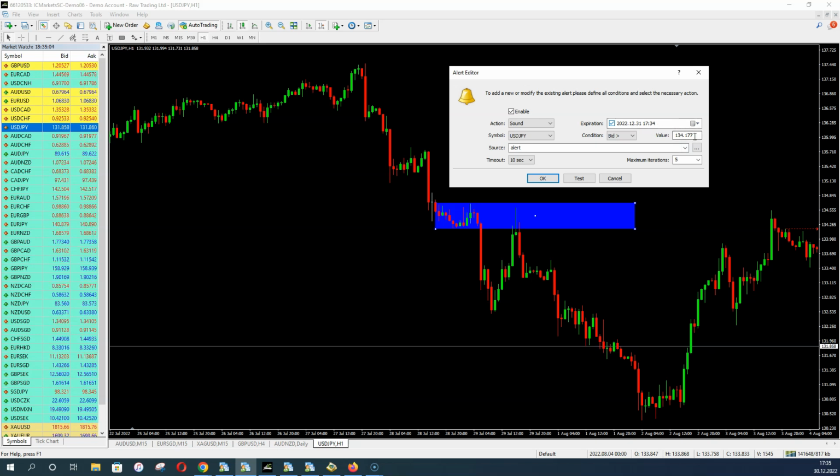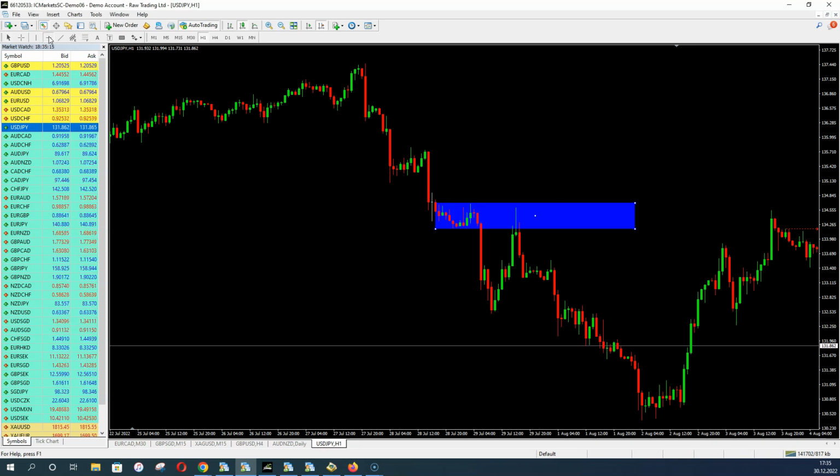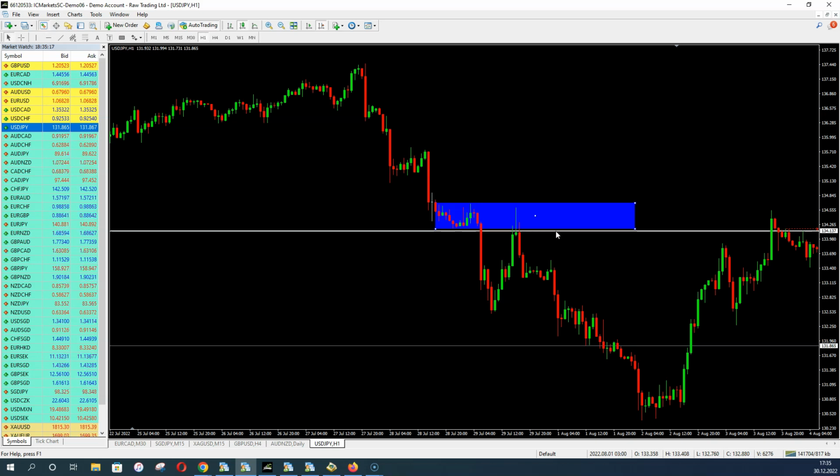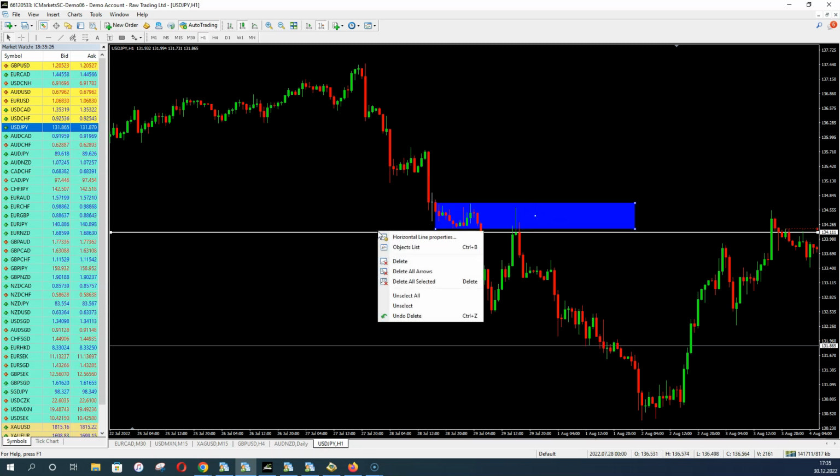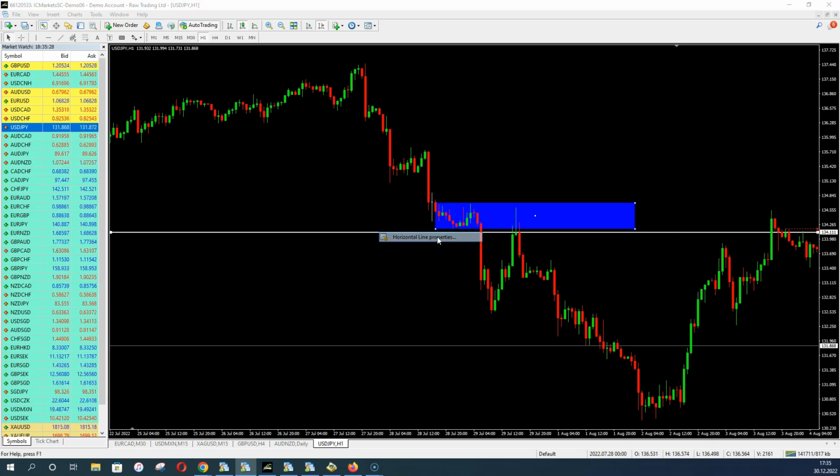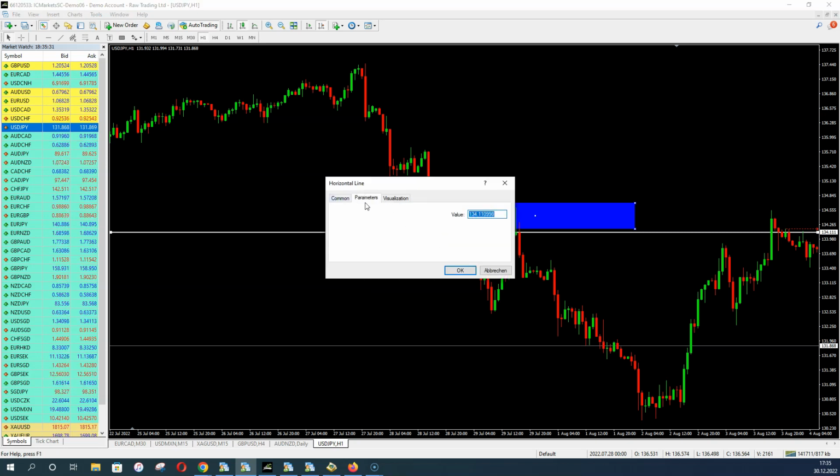Here you can place the exact value of the alert, so you have to check what price it is. For example, you could here draw a line. I'll show you this. I draw here a line. Let's say we want to get the alert a little bit earlier, that we don't miss it when it comes again close to this box. We have this line. We make a right mouse click, horizontal line properties, and then you go here to parameters, and then you see the exact value here of this line.